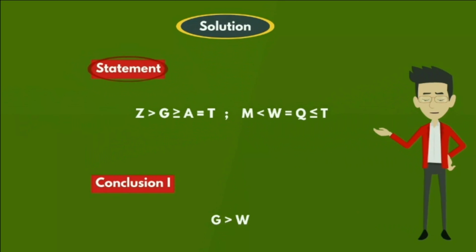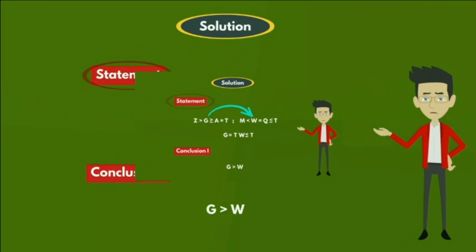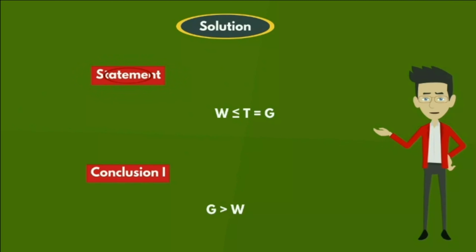Here in the statements, we don't have a direct relation between G and W, but we can combine these statements. Here we have a relation from G to T and W to T. So we will get a relation from G to W. Here in this statement, W less than or equal to T. So here W less than or equal to T equal to G.